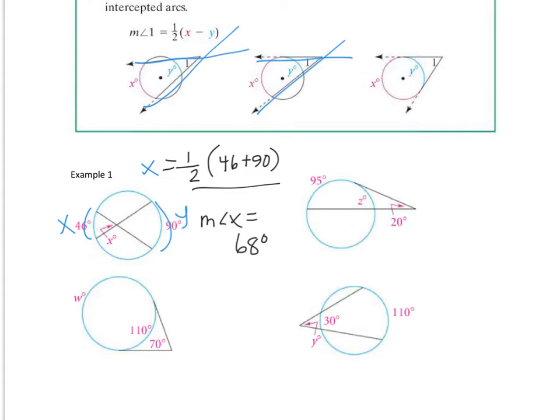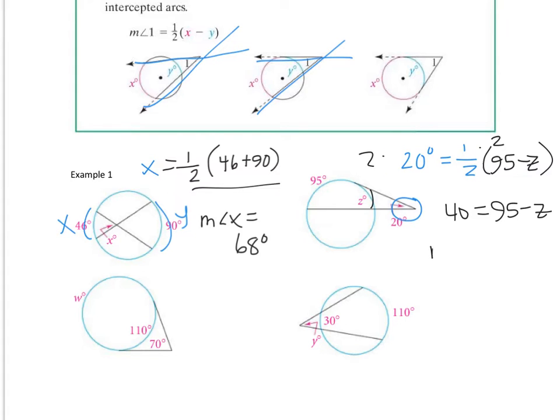This one is a situation where you have a tangent and a secant, and they intersect outside the circle. So where they intersect, the angle 20, so 20 degrees is equal to 1/2. Now you're going to subtract the outside minus the inside, which is z. So I multiply both sides by 2, so I get 40 equals 95 minus z. So the measure of angle z equals 50 degrees.